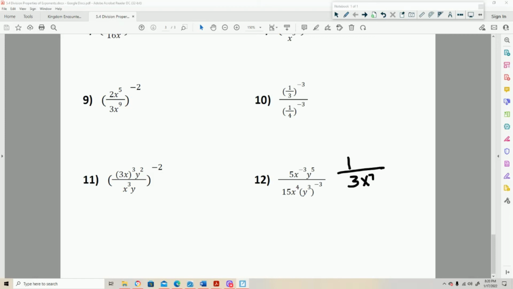Here on the bottom, when I multiply those, 3 times negative 3, I get negative 9. Okay, so 5 minus negative 9 becomes 5 plus 9. And that's going to be y^14. And that's going to be on top because it's positive. I don't really need this 1 up here, so if I'm actually going to write it simplified, y^14 over 3x^7. And that takes care of our last set of examples.